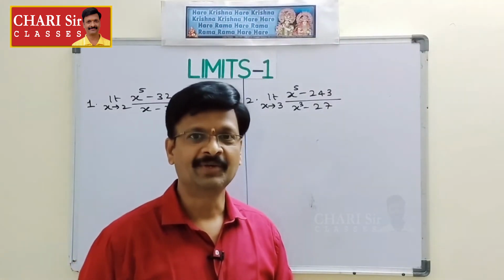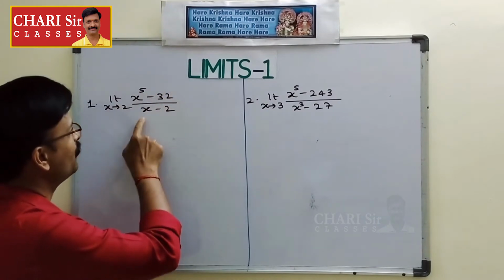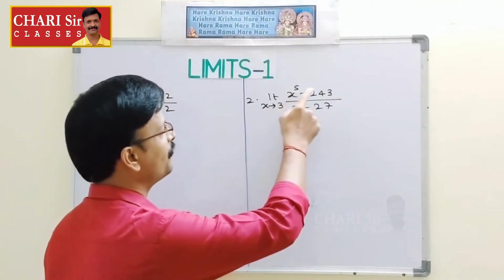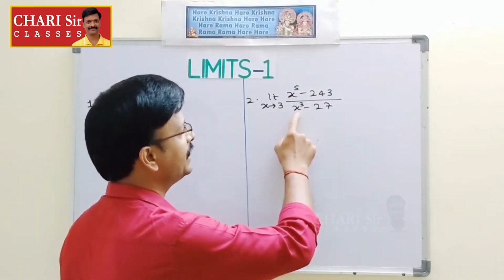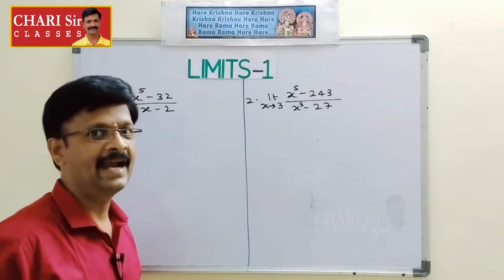First we consider two questions. The question number 1 is limit x tends to 2 x to the power of 5 minus 32 by x minus 2. And the second question is limit x tends to 3 x to the power of 5 minus 243 by x cube minus 27. We solve these questions by using our standard limits.